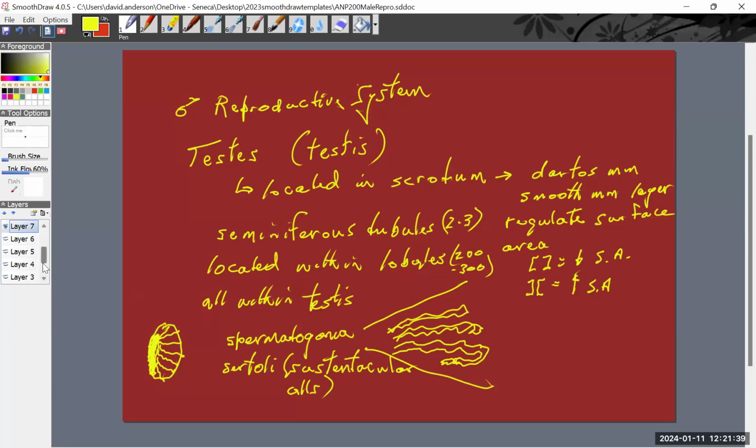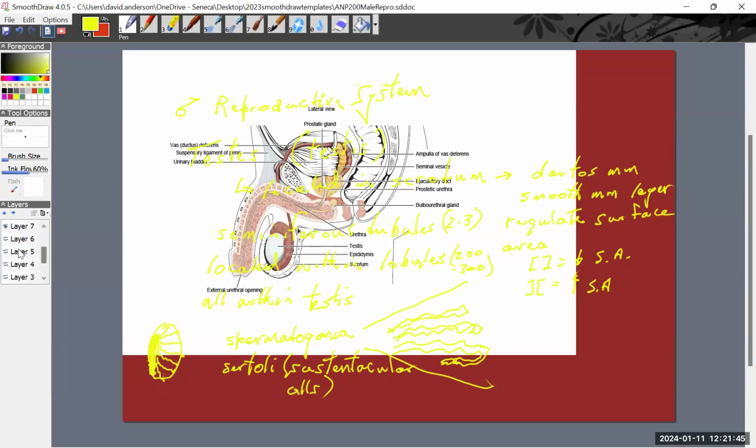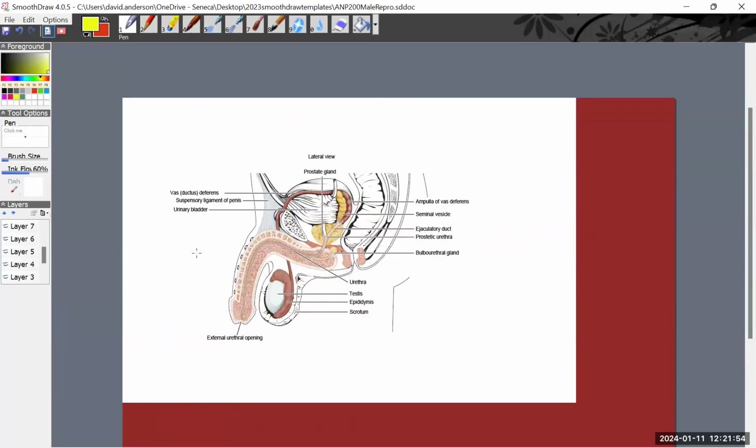So what we're going to look at next is the actual pathway. Let me just black out. There we are. So we're looking at a lateral view of the male reproductive system. And here we have the testes. And within the testes, we would have the seminiferous tubules separated by some connective tissue within the testes that form lobules. These tubules are going to collect and funnel into the epididymis.